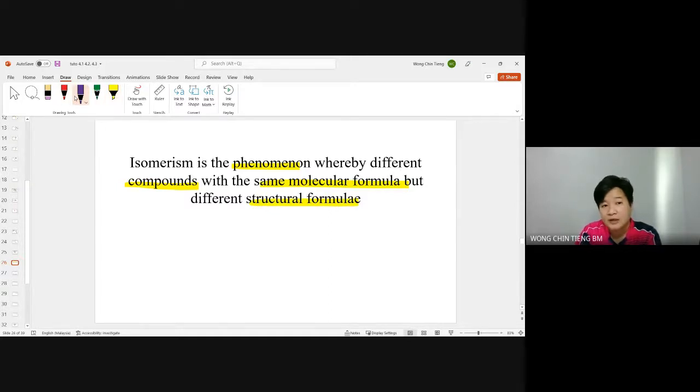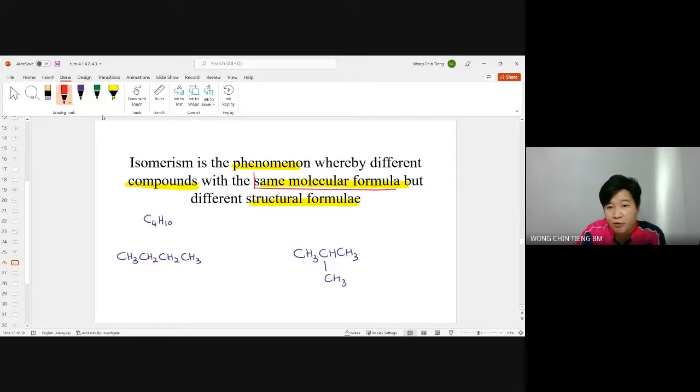Saya nak bagi contoh lagi. Kalau teacher ada C4 juga tapi H10. Nak lukis single bond pula. So saya boleh ada CH3, CH2, CH2, CH3. Alright, dia adalah C4H10. Saya boleh ada CH3, CH, CH3, CH3. Cuba kira carbon dengan hydrogen. Cukup tak 4 dengan 10 untuk kedua-dua? Agree? So, they have the same molecular formula, which is C4H10.